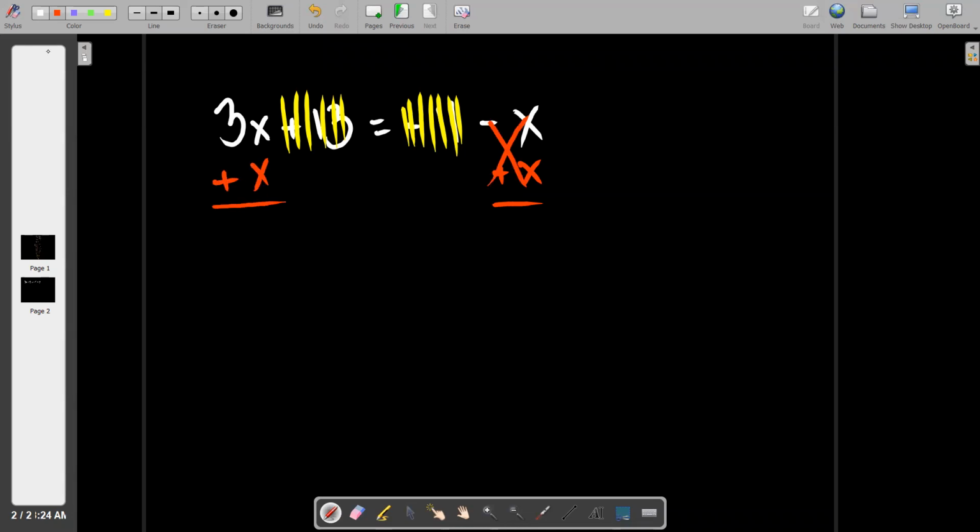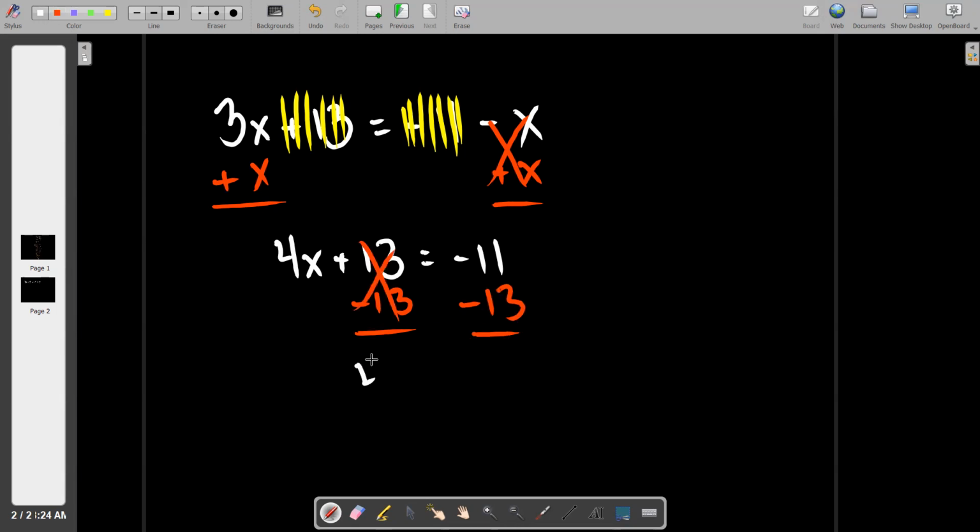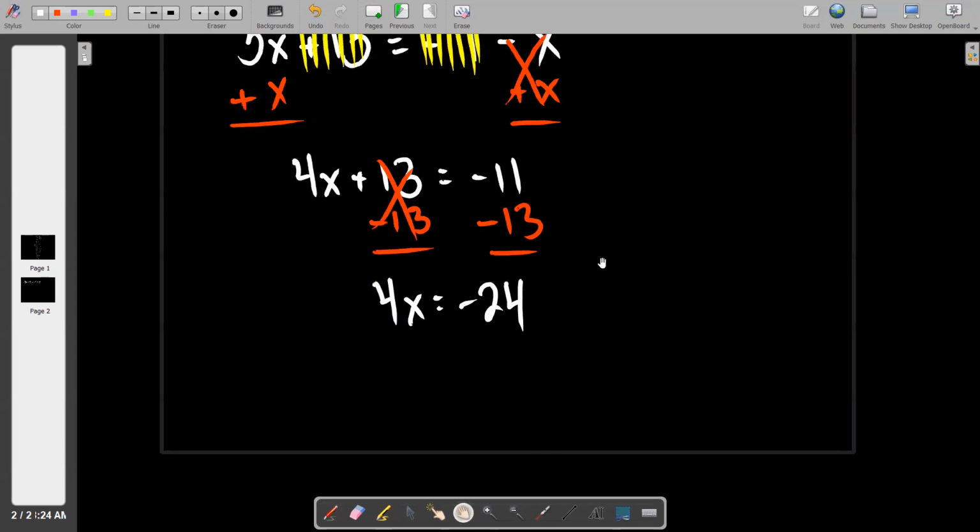Close them off, cancel, drop, drop. Addie, how many x's are we going to have over here? Good job. And then we still have our +13 equal to a -11. Addie, why don't you help me finish this one off? What's next? I agree. Close it off, cancel, drop, drop. Hey, Addie, what's -11 minus 13? Yep, good basics. Last step.